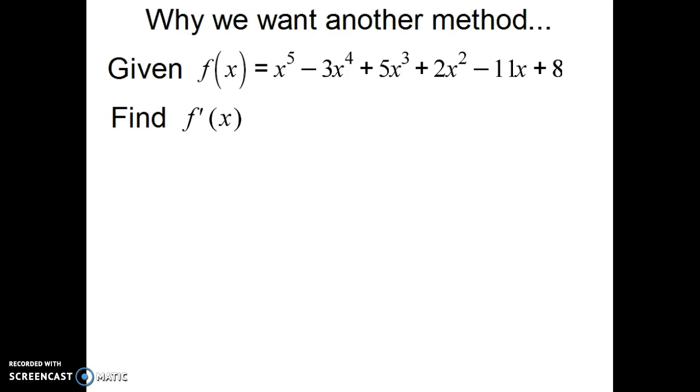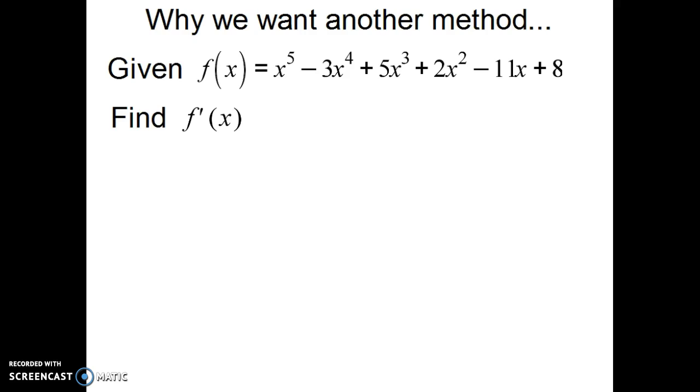Now, first of all, why do we want another method? Well, as you might have noticed, taking the derivative using the limit process can take a while, and there are a lot of places where a small mistake can throw you off pretty badly. And on top of that, the functions we were working with weren't all that complicated or all that big. As functions get bigger and bigger, like this function we have here, the limit method for finding the derivative would take forever, and it would be quite challenging to get through it without making a single arithmetic mistake.